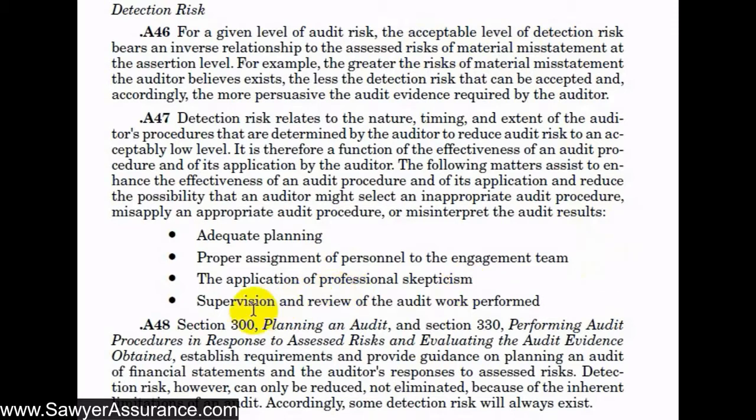So this is explained a bit more in AUC section 300 and 330, and more discussion of the risk of material misstatement is included in section 315. So overall, the 300 sections are very important for risk assessment and planning the audit.